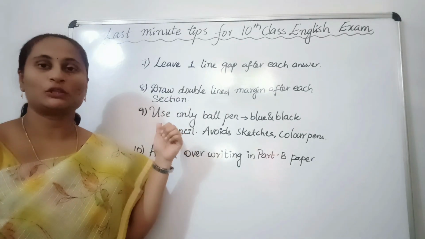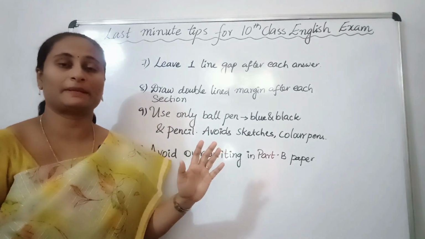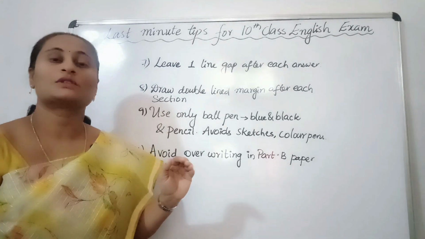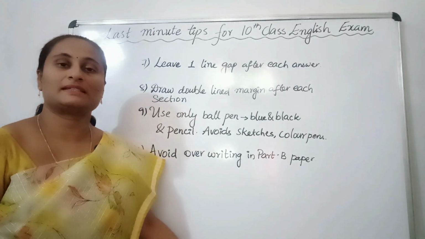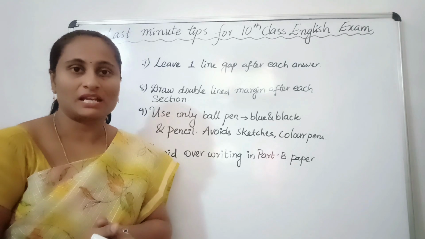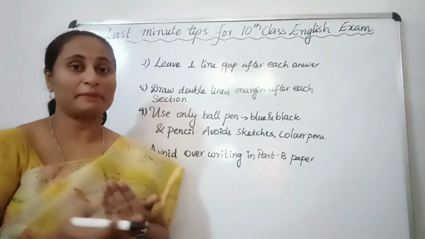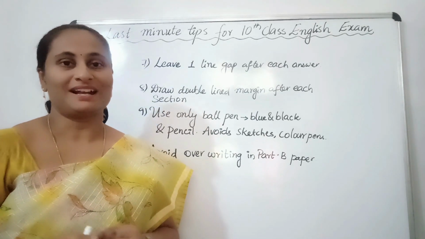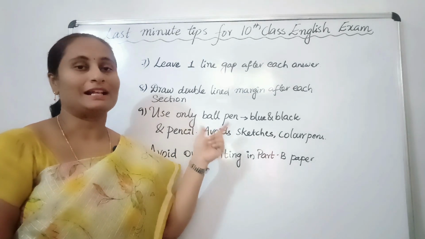Next tip is use only ball pens, that too black and blue. Don't use any color pens like sketches, markers, stick pens. Avoid all this. Our government has already said that we should not use color pencils or pens in the answer sheets, because the papers have to travel and be given for correction, and sometimes because of overlapping of the papers the ink gets printed on the next paper. That disturbs your answer sheet. Use black pen, blue pen, and also pencil.